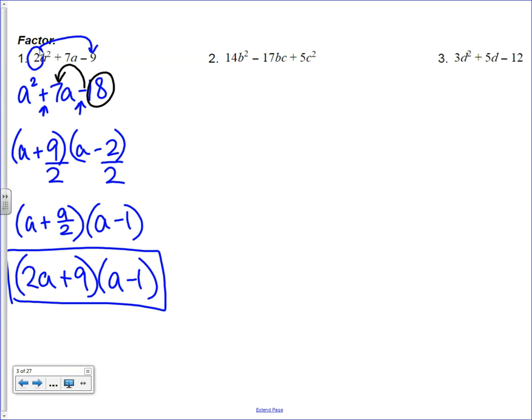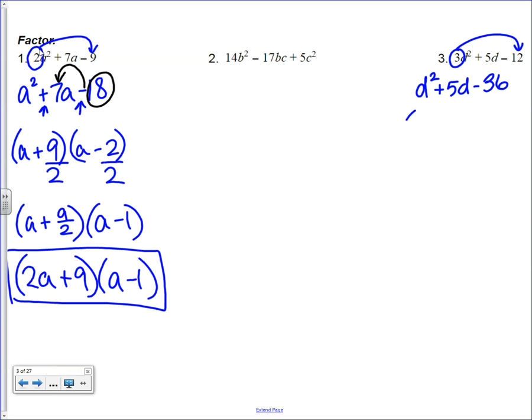Okay. First things first, is there a GCF? Can I divide 3, 5, and 12 by the same number? No. Does it start with a 1? It does not, so let's make it start with a 1. Slide this guy to the back and multiply. What do you get? So my new problem is d squared plus 5d minus 36. Now it starts with a 1. How do I factor trinomials that start with a 1?